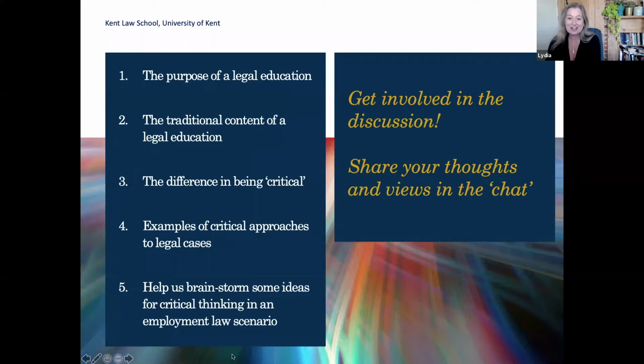Thank you. So first of all, we're going to think about what the purpose of a legal education is and ask you about that too. Then we're going to be looking at the traditional content of a legal education before we move on to think about what difference does it make being critical? What does that word contribute to the study of law and legal education? And then we're going to make it very practical and look at some examples of critical approaches to law that have been taken in legal cases. And then we're going to move on and ask you to help us brainstorm some ideas about critical thinking and how you can think critically through a scenario that we're going to provide, which is in an employment law situation.